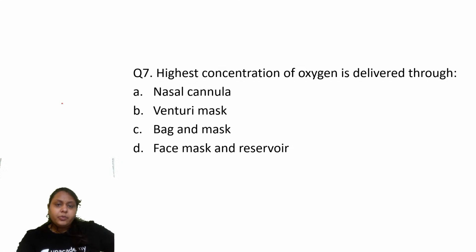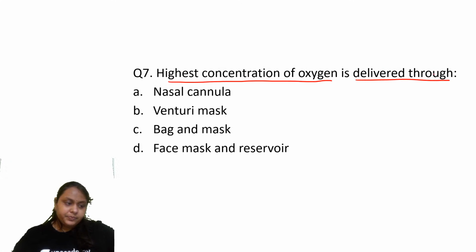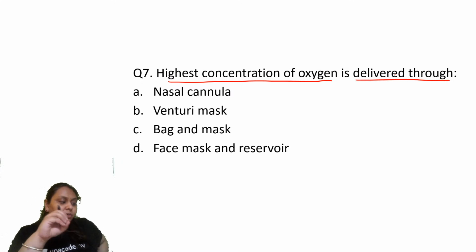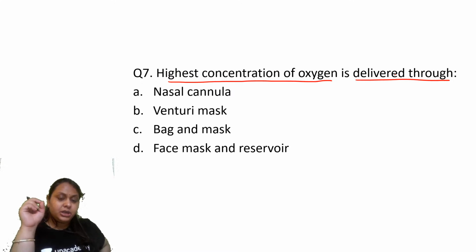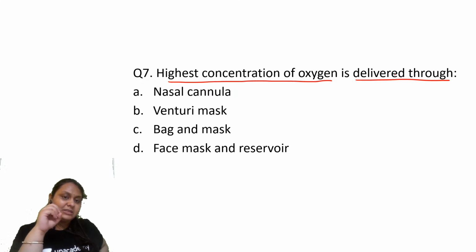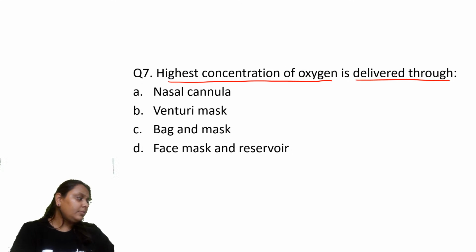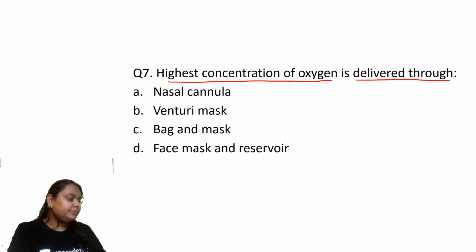Now, coming to question number 7. Highest concentration of oxygen is delivered through: A. nasal cannula, B. venturi mask, C. bag and mask, or D. face mask and reservoir. What should be the answer for this? Please read the question carefully and answer. I'm waiting for the answer.